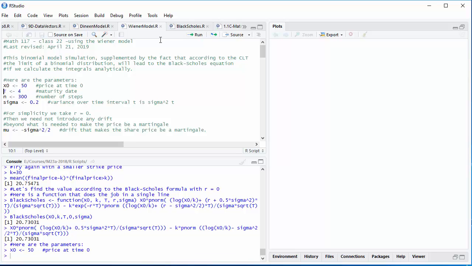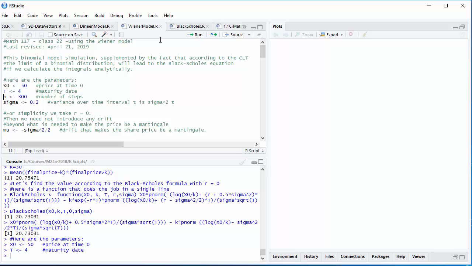We have to specify the price of the underlying security at time 0, $50. Maturity date, 4 years. The number of steps. As long as this is large enough, the central limit theorem will apply, and you might want to try on your own changing this 300 to 600 or 1200. You'll see it makes very little difference.